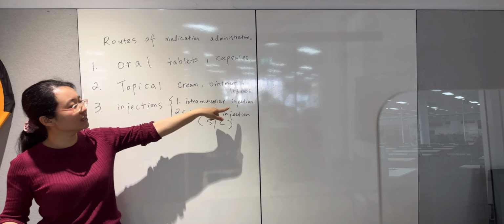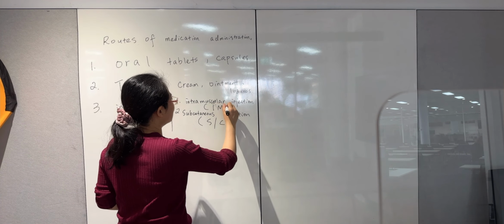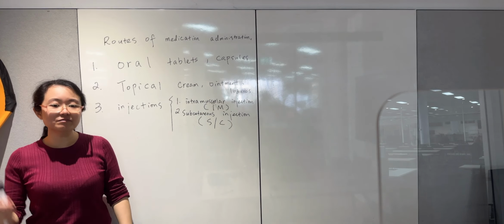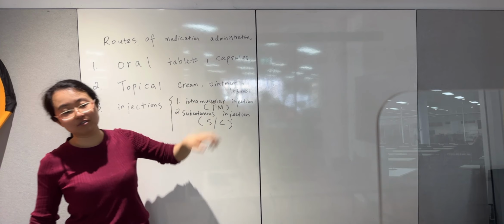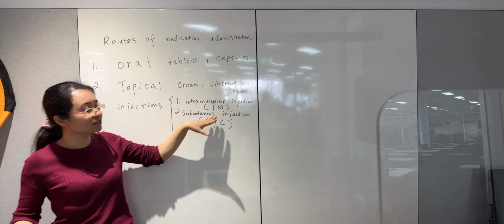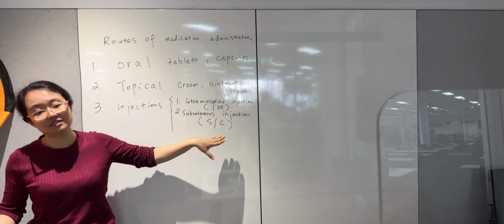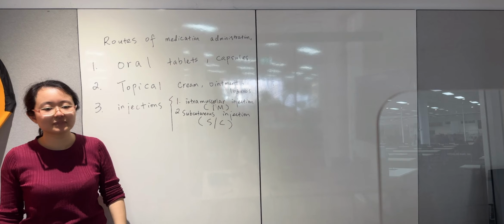Now intramuscular injection, the short term is IM. If we say give this medication through the IM route, that means intramuscular. But if I say give the medication through the subcutaneous route, this is called subcut, S/C. That's the short term.